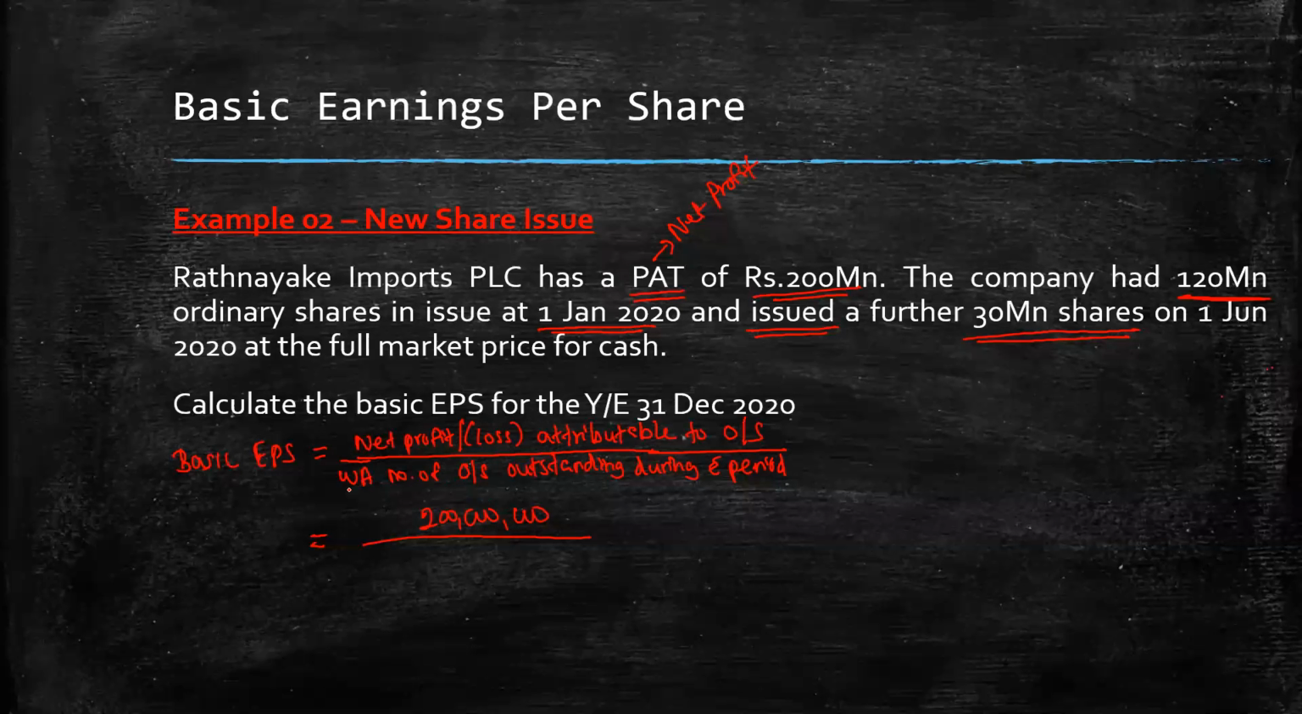Right. Now the issue with this. What is the figure we need to consider here? At the beginning we had how many shares? 120 million shares. Right? 120 million shares. And on 1st of June 2020, what have we done? The company has issued a further 30 million shares. It means at the end of the year, how many shares does the company have? 150 million shares. Right? So this is at the beginning.